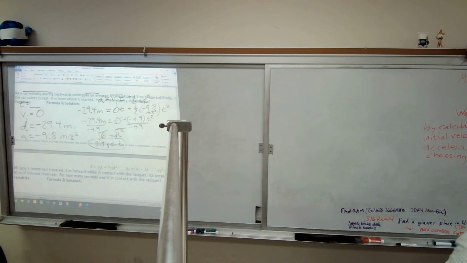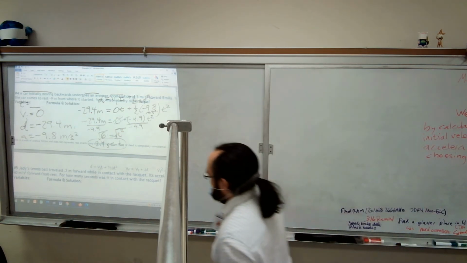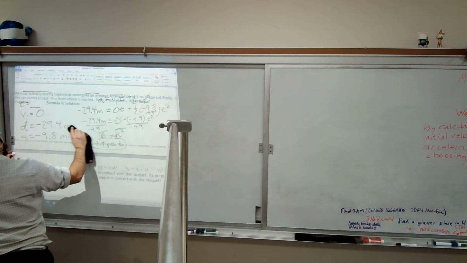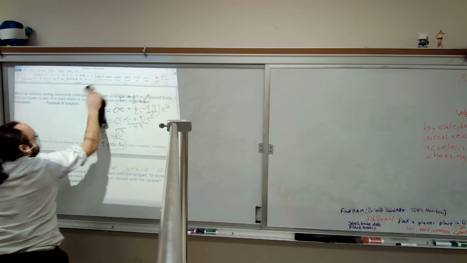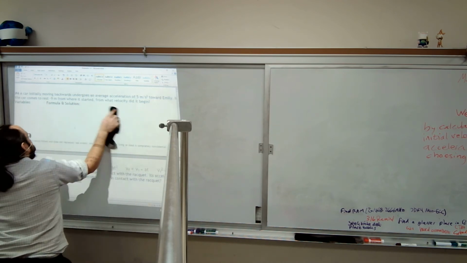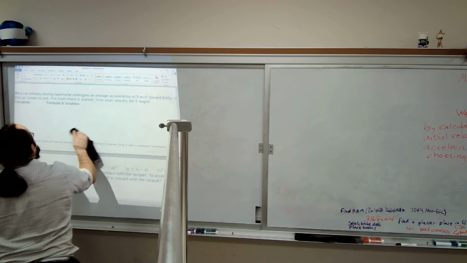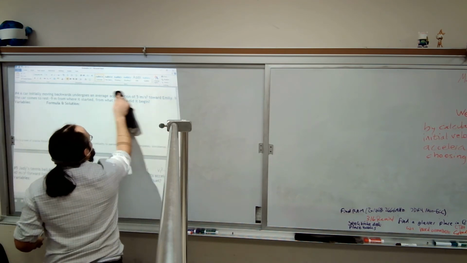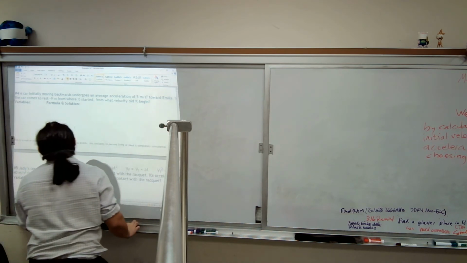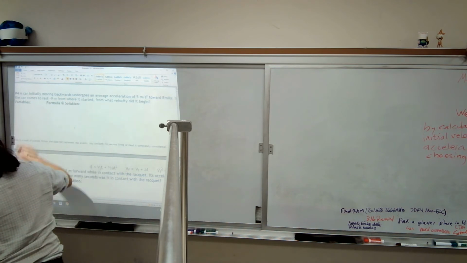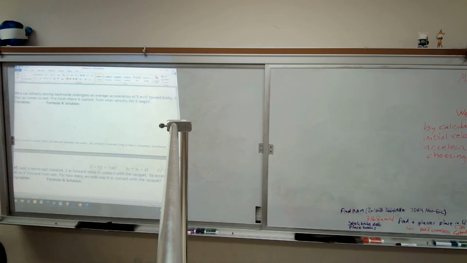This is the one. Here we go. All right, thanks for your patience while I found the right one there. All right, this one is neat because it tells us that this car is initially moving backwards, and that's going to be important here in a minute.